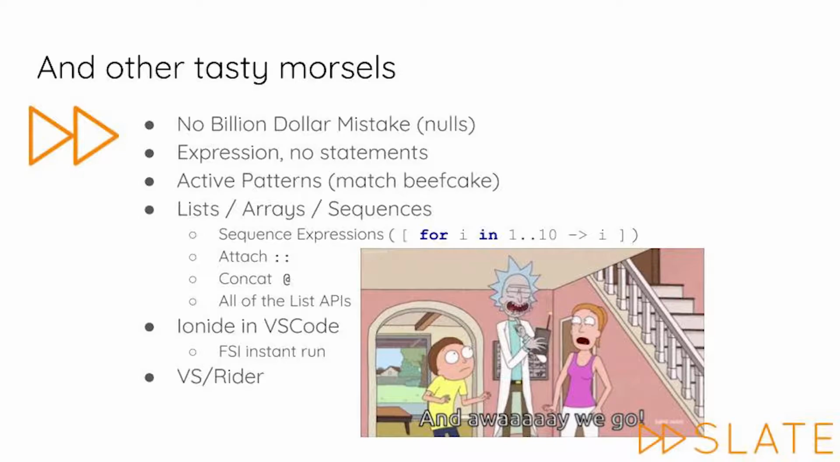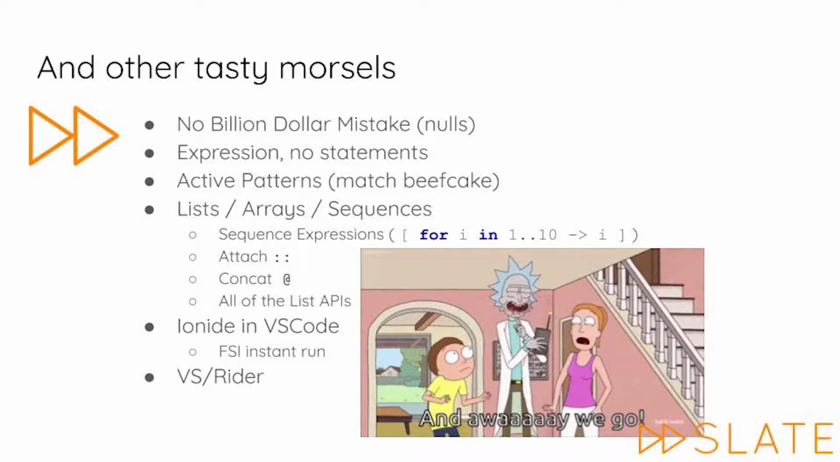Sequence expressions are pretty nice, where you can just build up a loop. In C# you do Enumerable.Range or some other variants of that. But in F# you can just write your for loop straight inside a list, and it will generate that list for you.